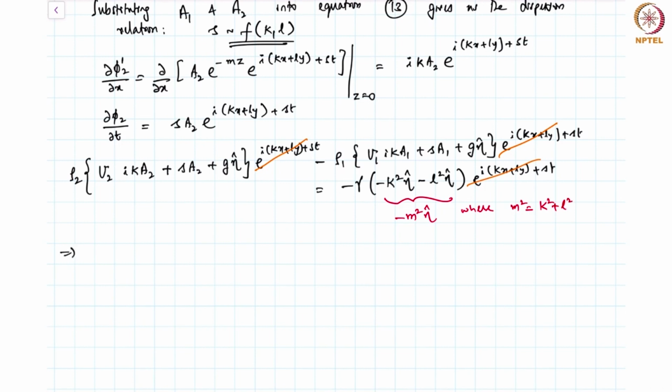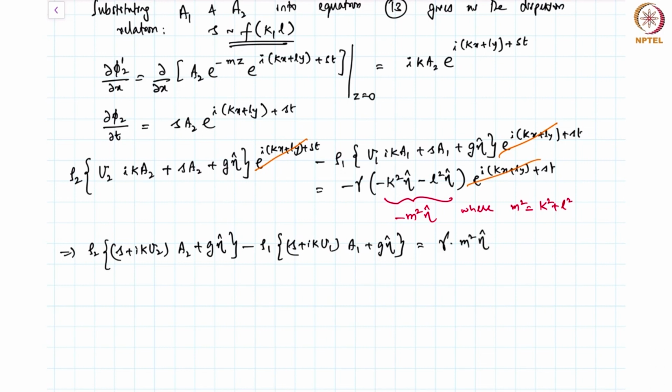Therefore, if we simplify this, we simply get rho 2 times (s plus iku2) of A2 plus g eta hat, minus rho 1 times (s plus iku1) of A1 plus g eta hat, is simply gamma m square eta hat.